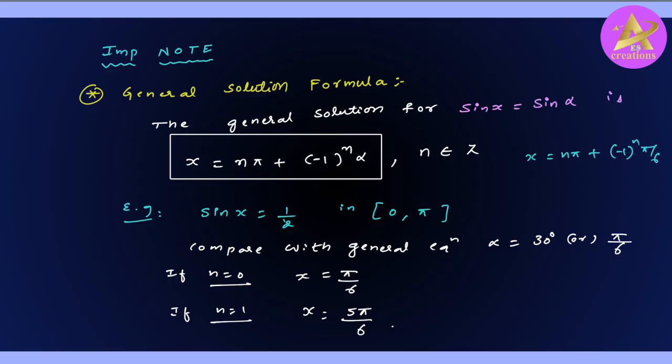Next, just plug in some values in place of n. n equal to 0, we get x equal to pi by 6. n equal to 1, we get x equal to 5 pi by 6. I am finding x values only in this interval, 0 to pi. Whatever interval is given, I find the x values only in that interval. These are the x values. Is this clear for you?